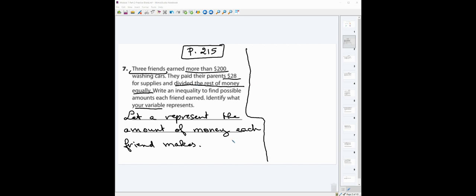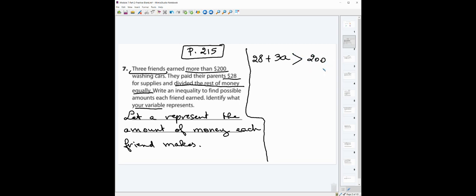So that means we're able to say that 3 friends are going to make $A each. That implies the total that they make together is 3 times A. Now, they will also pay $28 to their parents for supplies. And then the total is more than $200. So they made more than $200.